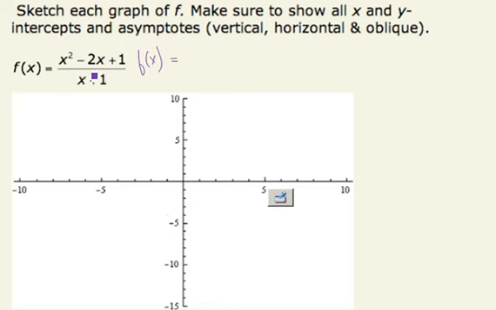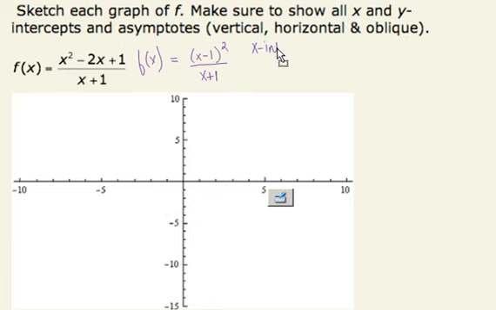see that x squared minus 2x plus 1 can be rewritten as x minus 1 quantity squared all over x plus 1. This is going to help me when solving my x and y intercepts.